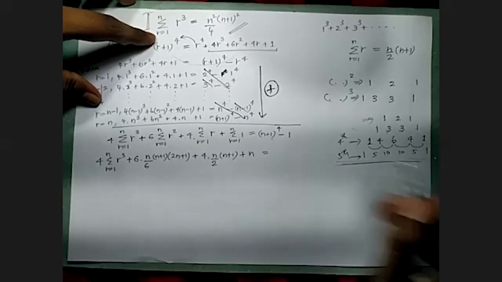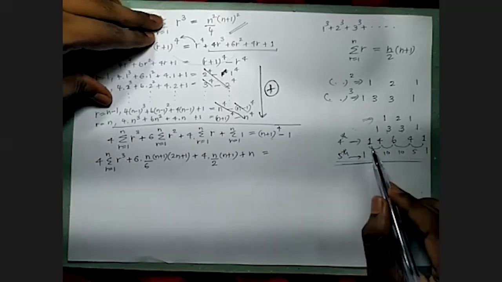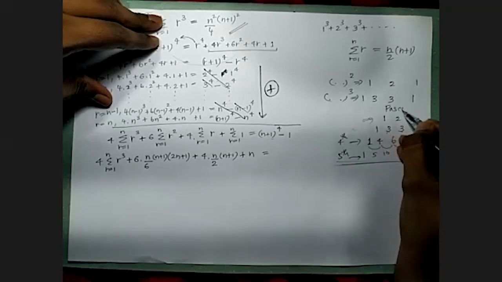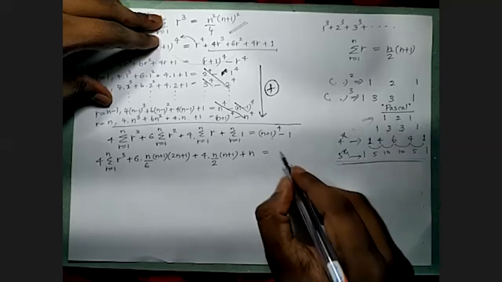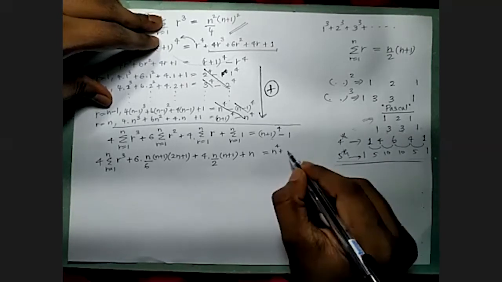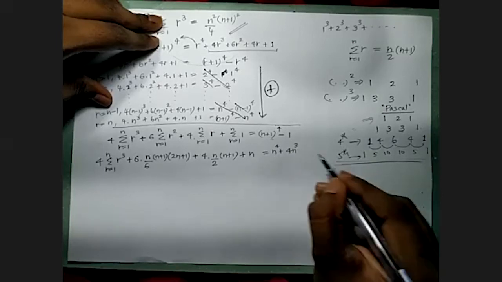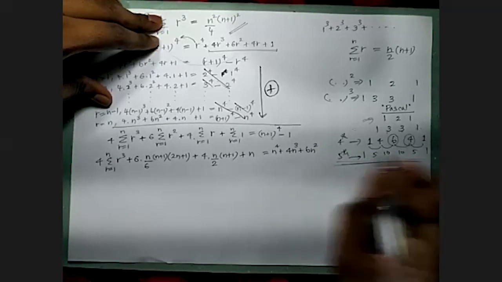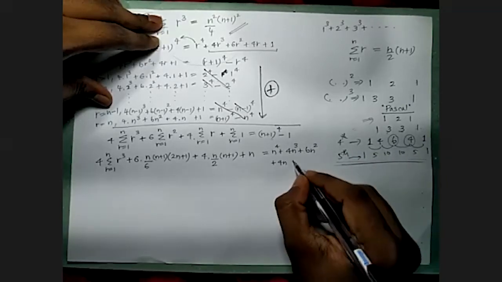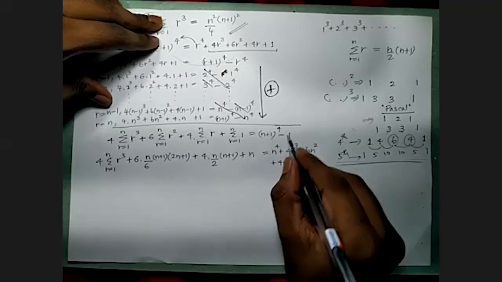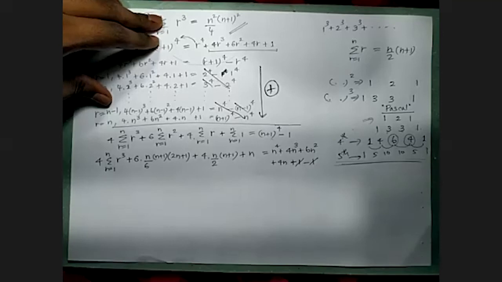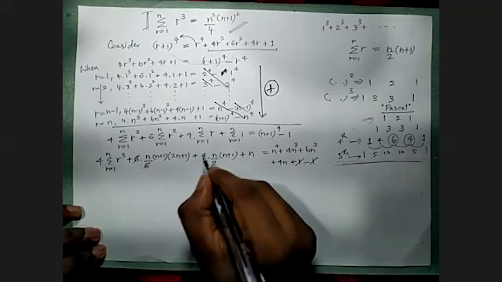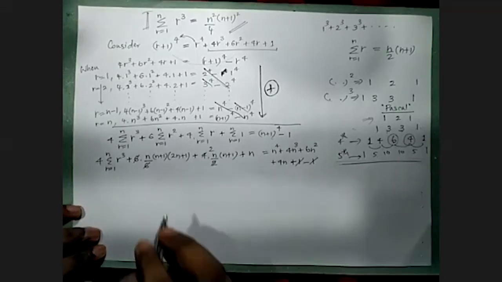Now expand this to the power 4. Once again, same coefficients 1, 4, 6, 4, 1 from Pascal triangle. n to the power 4 plus 4n to the power 3 plus 6n to the power 2 plus 4n plus 1. Last term is 1. Here minus 1. Minus 1 plus 1 get cancelled. Now simplify. 6, 6, 2. That's all.